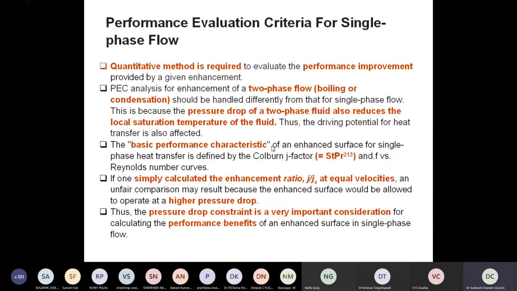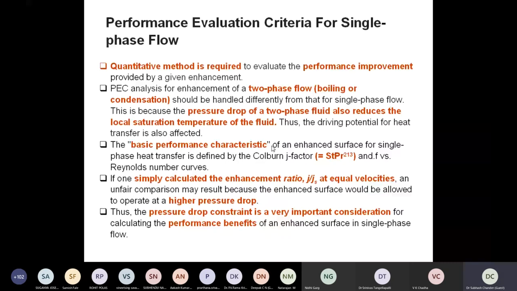So whether that particular alteration in the design is going to make some sense or not, that is an important question that is to be answered. It means performance evaluation is the most important aspect when we innovate with design modifications of the heat exchanger. So we have to set some criteria to decide whether certain changes are going to give me some benefit or not, right? So a quantitative method is required to evaluate the performance improvement provided by a given enhancement, right?